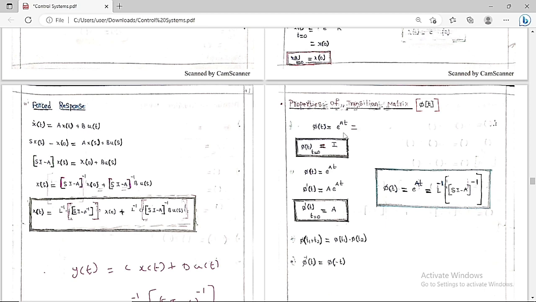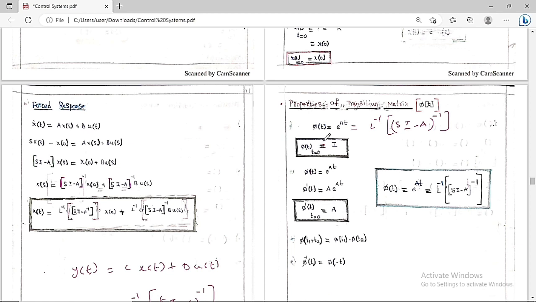So e to the power of at, as we have just discussed, is equal to the Laplace inverse of (sI minus A) whole inverse. So what is the state transition matrix? Phi of t is equal to e to the power of at, which is equal to the Laplace inverse of (sI minus A) whole inverse. This is the concept you always have to keep in your mind.